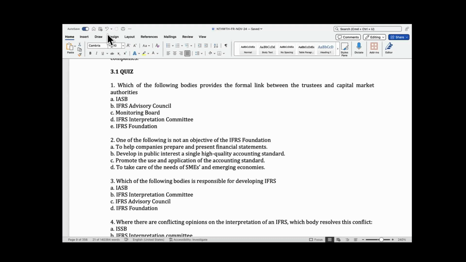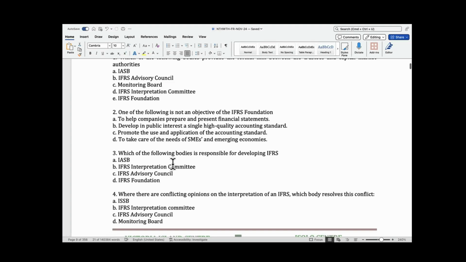Okay, so the answer is the IFRS Foundation. Please note that, very important. If the options do not include the IFRS Foundation, then you can talk about the IASB. But since the IFRS Foundation is there, then it prevails.